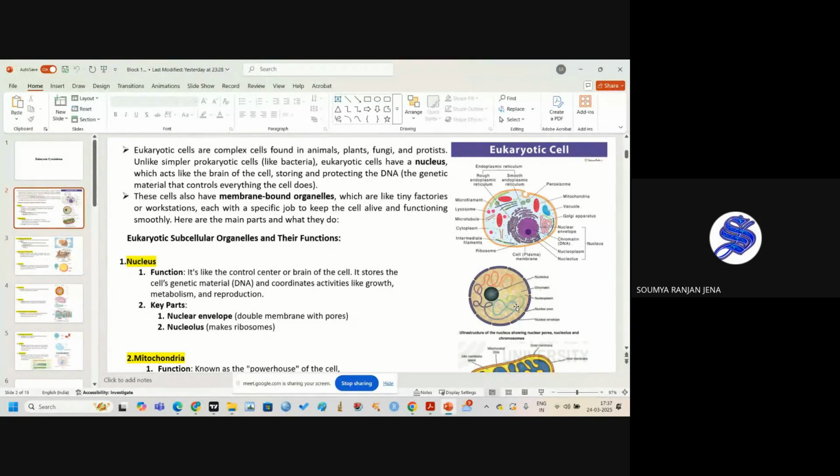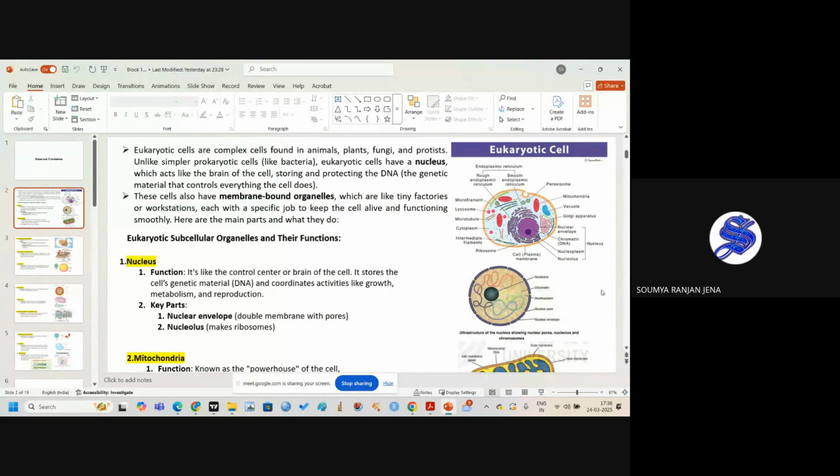If we look at the structure of the nucleus, it is a membrane bound organelle and constitutes the chromatin material. This is the nucleoplasm, the cytoplasm of the nucleus, and this is a nuclear pore. The covering membrane boundary is called the nuclear envelope. What is the function of this nucleus? It's like the control center or brain of the cell. It stores the genetic material and coordinates activities like growth, metabolism, and reproduction. This is the main process the nucleus does.